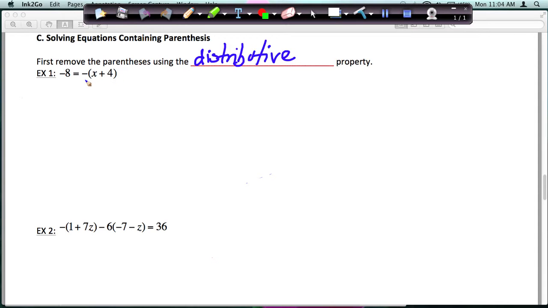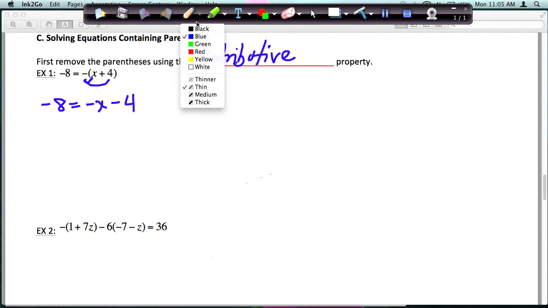So we said before that this negative means I need to distribute a negative sign through the parentheses, or it's the same thing as a -1 times x and a -1 times a positive 4. So I'm distributing a -1. So this is -8 equals -1 times x is -x, -1 times a positive 4 is a -4. So you just have to be really careful with your signs.